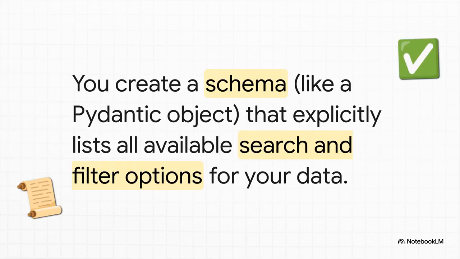So, for step two, you need to make that toolkit official. You do this by creating a schema. Now, if you're a coder, you can think of this like a Pydantic object. But for everyone else, the analogy is even simpler. You're basically just writing out a restaurant menu. You're explicitly listing every single search and filter option that's available, period.